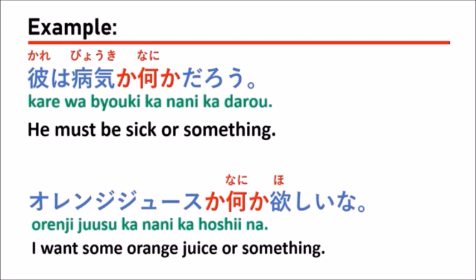For the second sentence, you see that orange juice or something means when you see many drinks on the table or in the store, in the 7-Eleven. You want to drink something, but you haven't decided yet. So you can say orange juice ga nanika hoshii na, which means you want to drink some juice, orange juice, something like this, but you haven't decided yet.